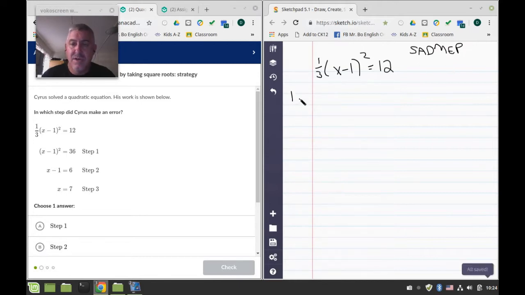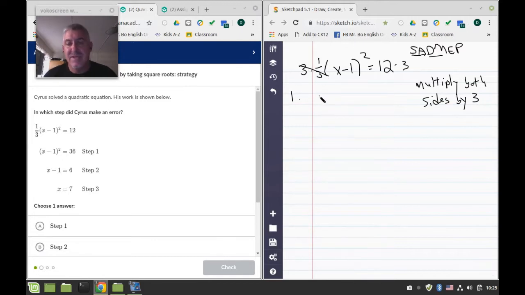Alright, so our step 1, add and subtract. I don't really have anything to add and subtract here. Divide and multiply. Oh, I have 1/3, so I'm going to multiply both sides by 3. Okay, so 3 divided by 3 is 1. I have x minus 1 squared equals 36. Let's check that step. X minus 1 squared equals 36. Alright, we're right. Okay. Step number 2, what do we do next?